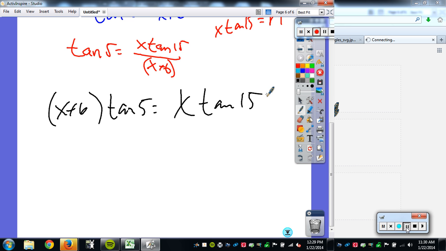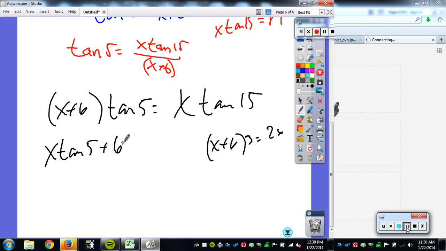Here's what it looks like. If you guys had x plus 6 times 3 equals 2x, you distribute. That's a number, right? Just like 3 is a number. Distribute it. It looks different, but it's a number, right? Yes, ma'am. And this was x plus 6 all along. So he times it through, and I get x tangent of 5 plus 6 tangent of 5 equals x tangent of 15. So notice you distributed this, like you get 3x plus 18 equals 2x. What would you do in this problem?